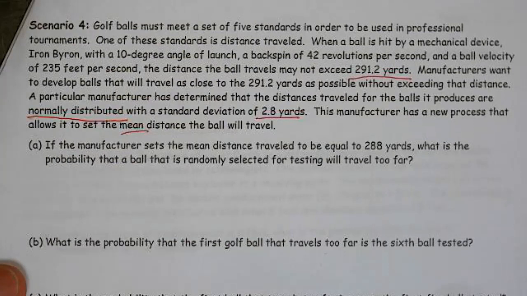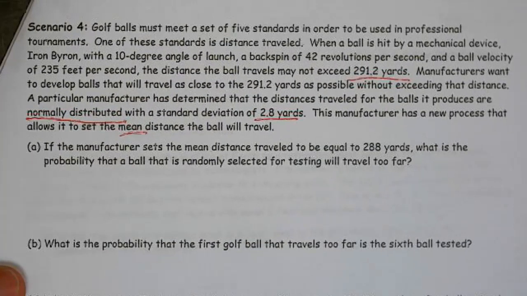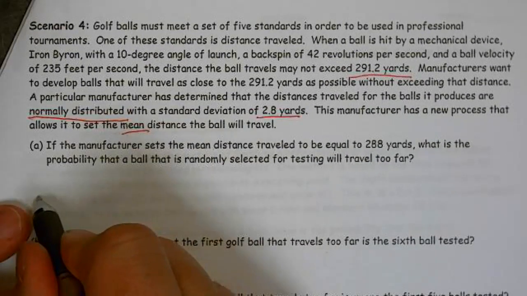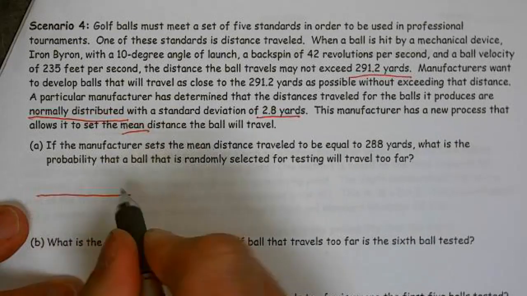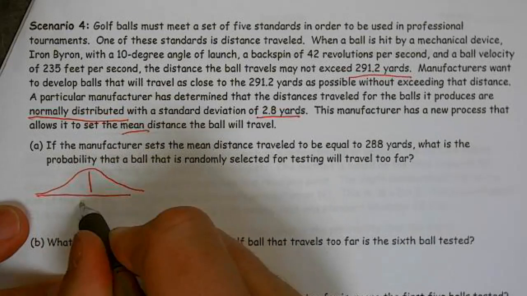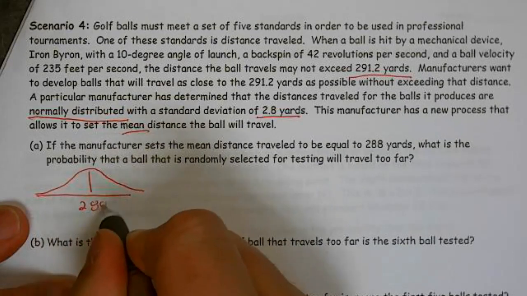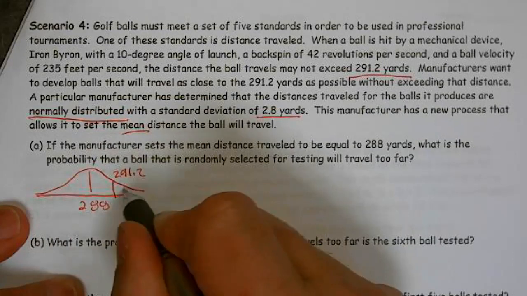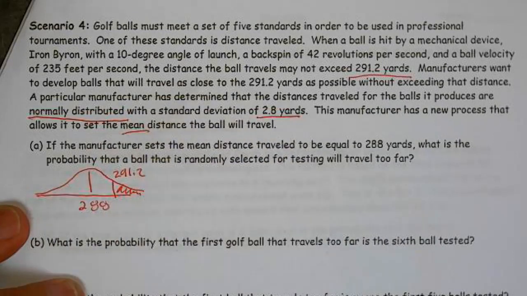And if the manufacturer sets the mean distance traveled to be equal to 288 yards, what is the probability that a ball that is randomly selected will travel too far? So when I look at that, it's like, okay, what have they told me? Well, they've told me it was normal. And they told me they set the mean at 288. And we're looking for the probability that a single ball traveled too far.